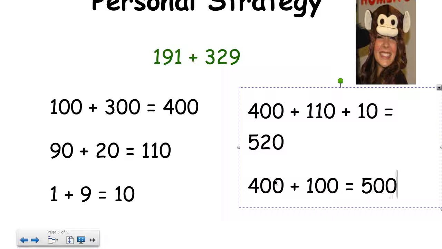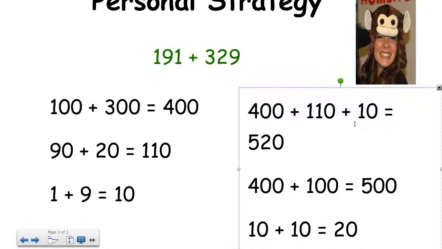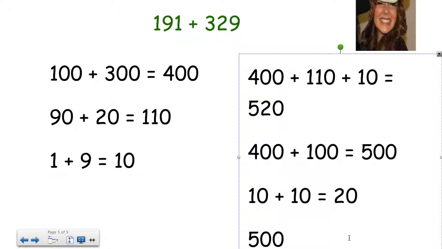equals 500. And then the 10 from here and the 10 from here equals 20. Sorry, add those together. This 500 and that 20 gives you 520. Yay!